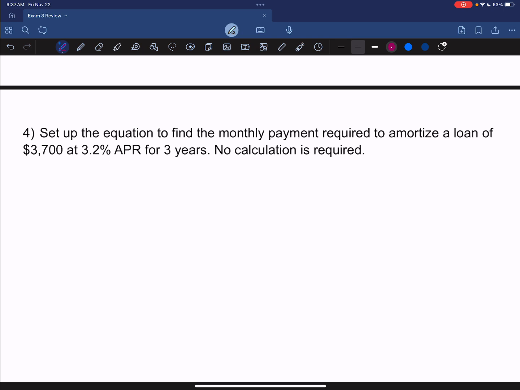All right, and so the last question I want to talk about is the monthly payment required to amortize a loan. You're just going to set this up, so there's no need to answer it or give me a value. Just set up the formula as if you were going to solve it. And just as a reminder, the payment formula is the PV times r over n, over 1 minus 1 plus r over n raised to the negative nt.